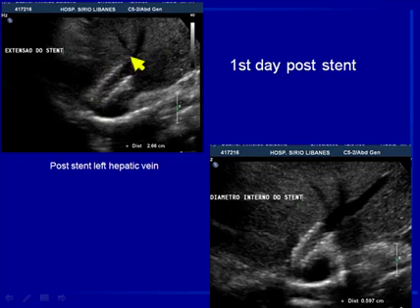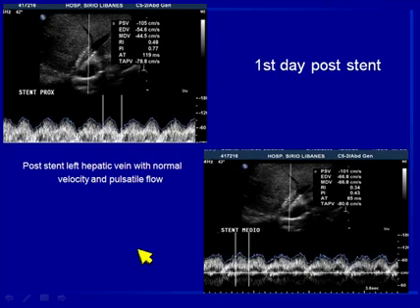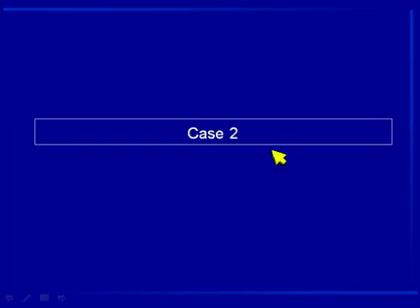This is the appearance of the post-stent left hepatic vein. And here, this is the inferior vena cava. On the first day post-stent, there is normal velocity flow with pulsatility inside the stent, with proximal extension of the stent into the middle hepatic vein.